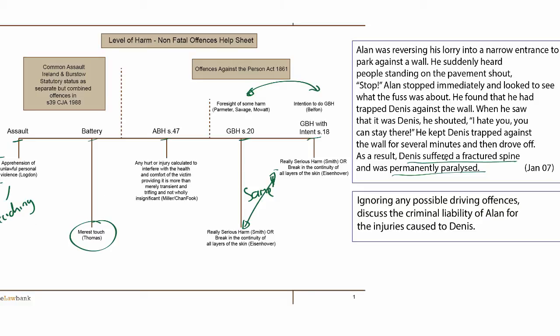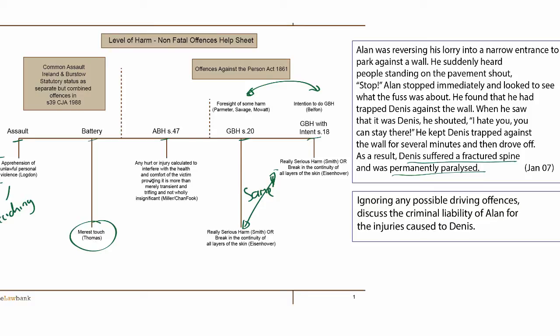Now Dennis suffers a physical injury, so it has to be more than assault, which is just an apprehension. So then it's simply a process of working through which of the others best fits the bill. And quite frankly, a great deal of this is common sense. So the question you need to ask yourself is: is a fractured spine and permanent paralysis equivalent to the merest touch? Well, quite obviously it's not. So that rules out battery.